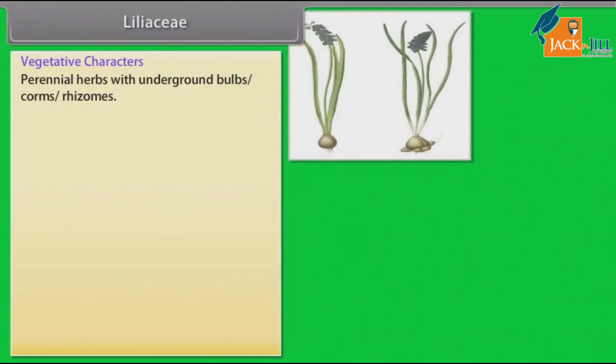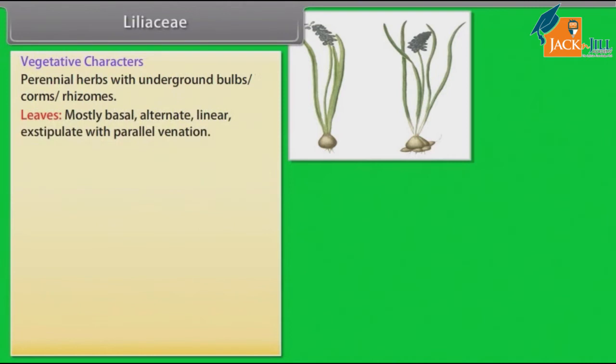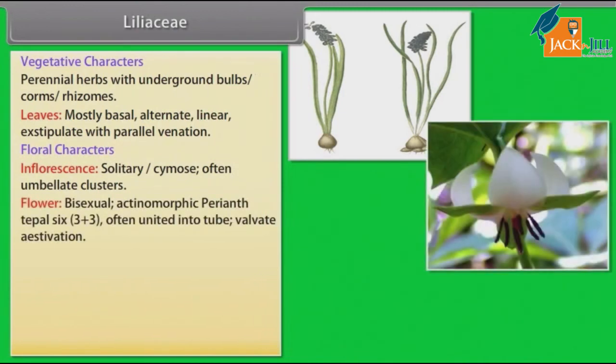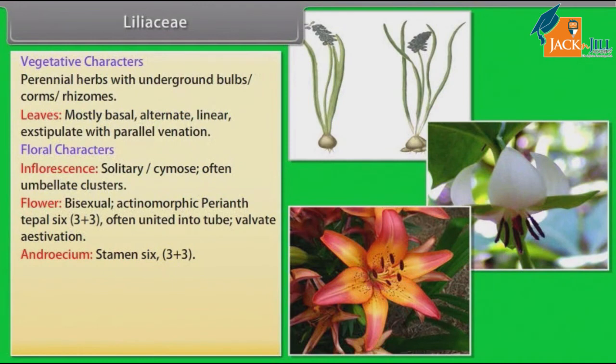Vegetative characters: perennial herbs with underground bulbs, corms, rhizomes; leaves mostly basal, alternate, linear, exstipulate with parallel venation. Floral characters: inflorescence solitary, cymose, often umbellate clusters. Flower bisexual, actinomorphic. Perianth tepals 6 (3+3), often united into tube, valvate aestivation. Androecium, stamens 6 (3+3).